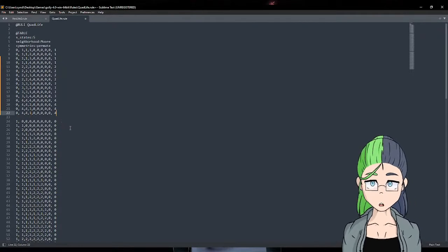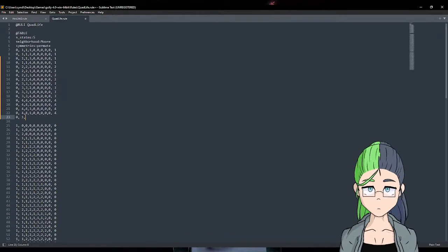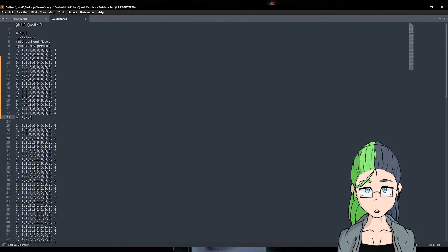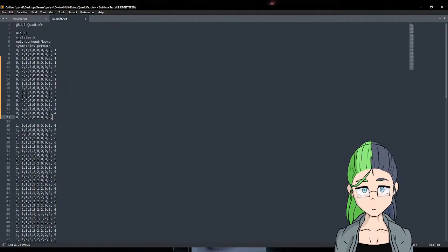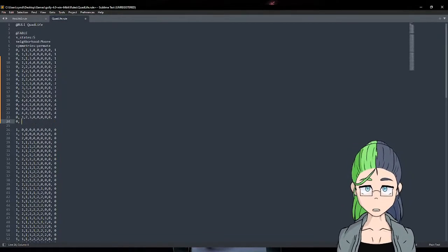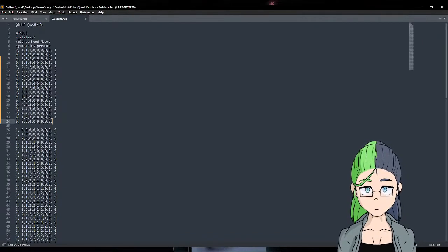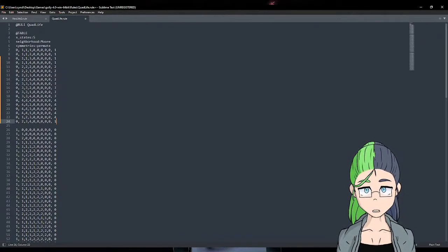And then finally, we have three more, which would be 1, 2, 3 becomes 4. And then 2, 3, 4 becomes 1.